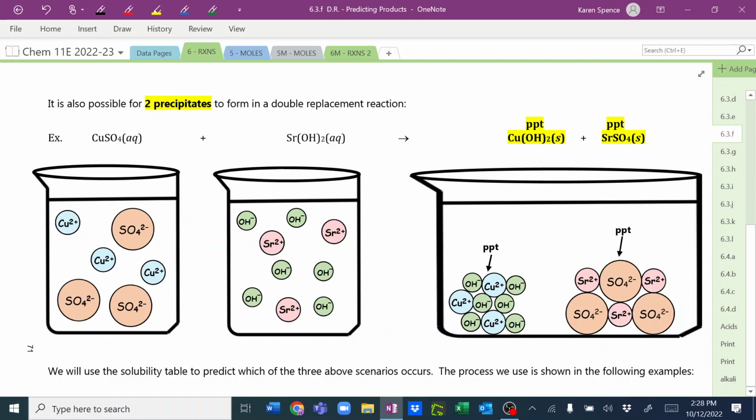Probably not. Copper 2 is usually blue, so you'd have some blue stuff in there, and they would look different, but again, they would be mixed together. I think this one would be white, and this would be blue, so it would just end up looking like a lighter blue because they're all mixed in together.